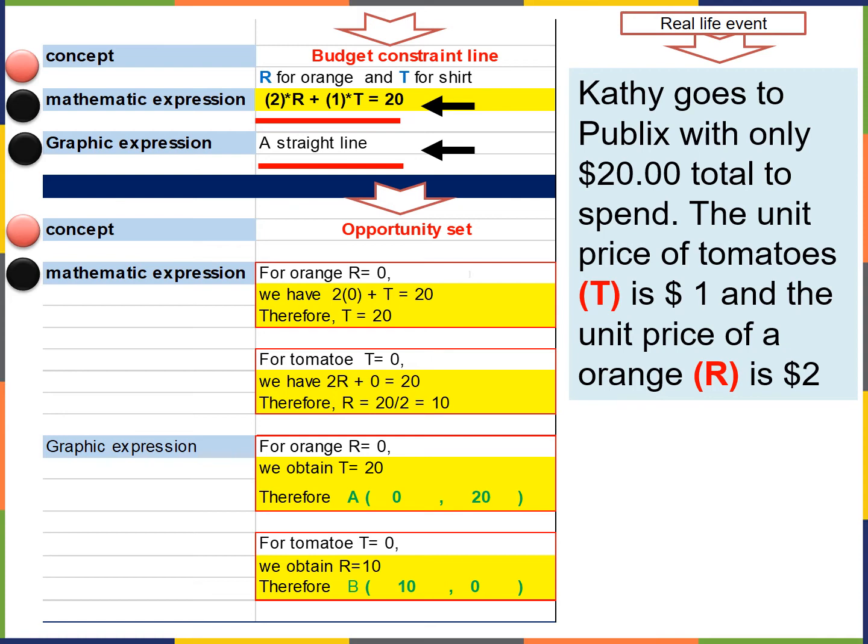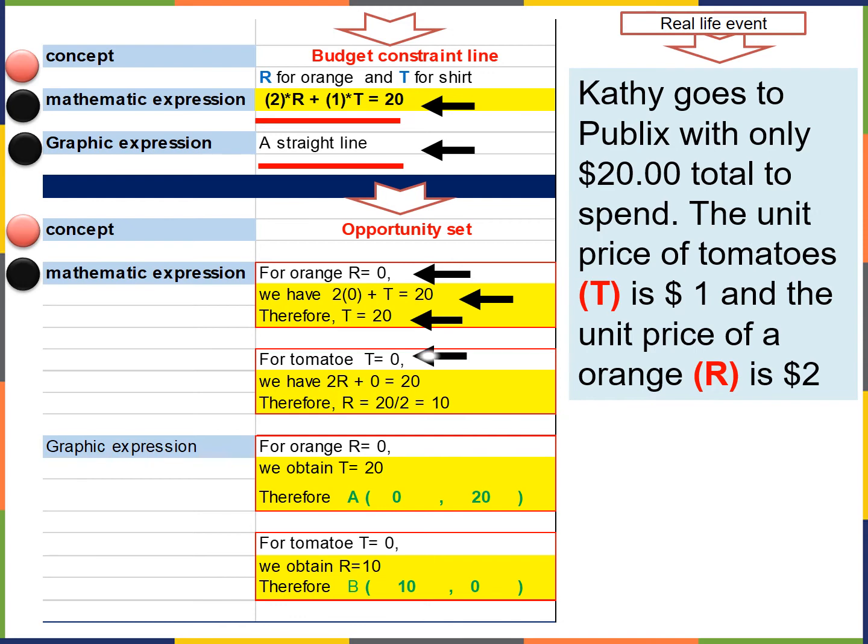And if you plug that into your budget constraint equation above, that gives you the following equation: 2 times 0, because R equals 0, plus T equals 20. As you solve, T will be equal to 20. That pretty much means that with 0 oranges purchased, all your money will be going towards purchasing tomatoes. So you will purchase a quantity of 20.